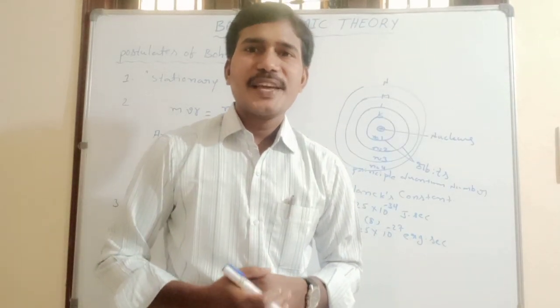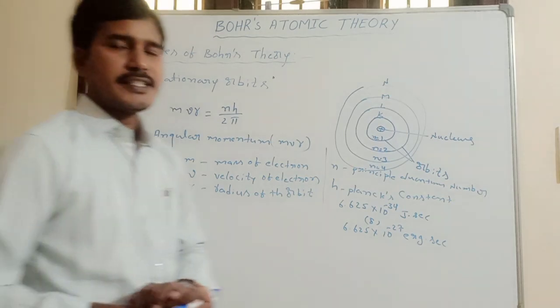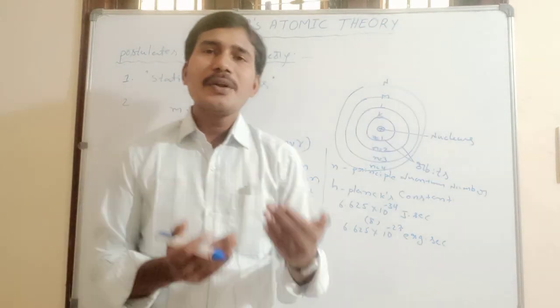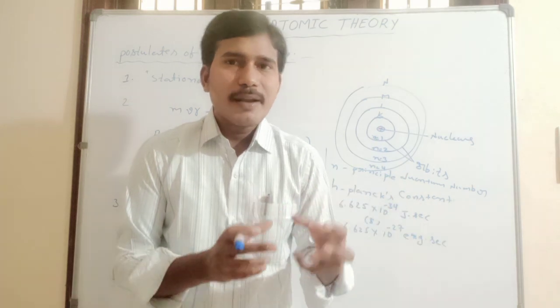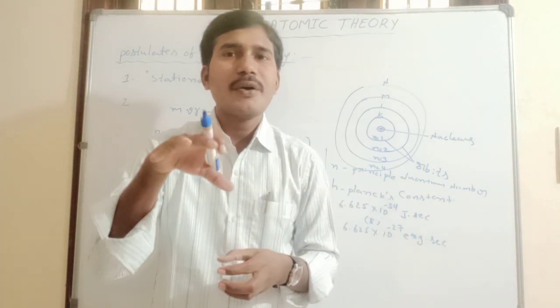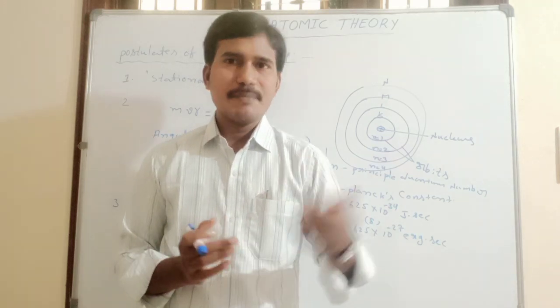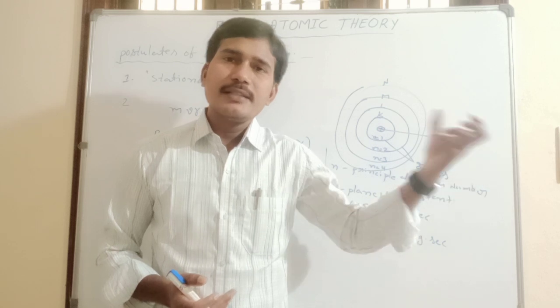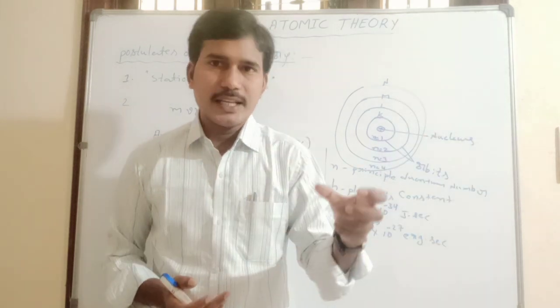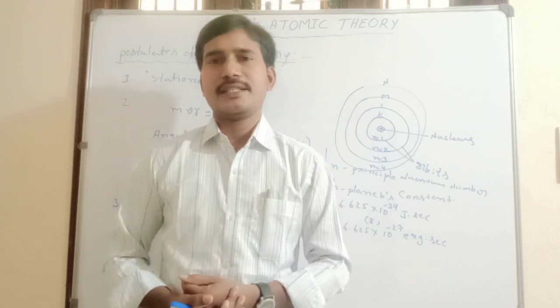Hi, today we are explaining the Bohr atomic model and its postulates. To overcome the objections of the Rutherford atomic model and to explain the origin of lines in the hydrogen spectrum, Niels Bohr proposed his atomic model. This atomic model is based on the quantum theory for a revolving electron around the nucleus.